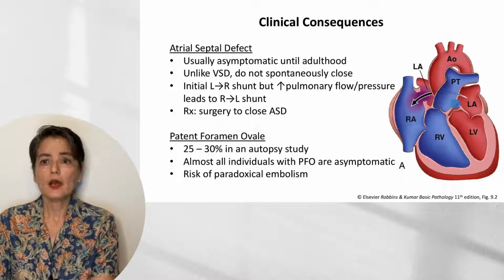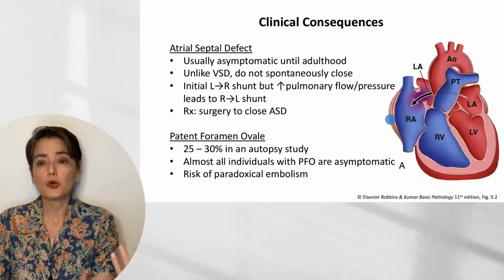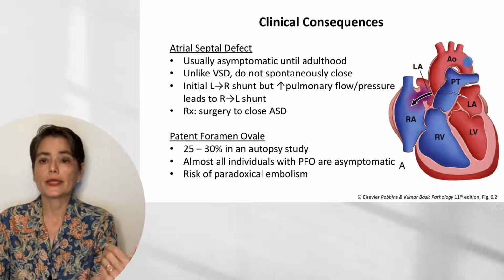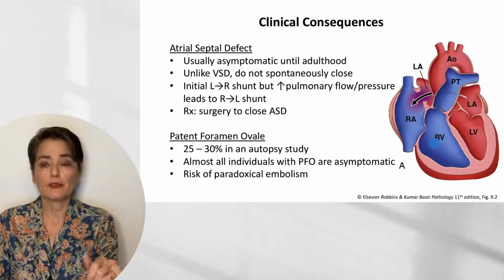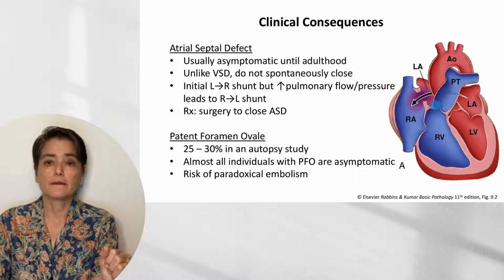Now, initially, we're going to get this left to right shunt. With that left to right shunt, that additional blood flow is going to enter the right ventricle and then come into the lungs. Now, remember, I told you we get increased blood flow. We don't get increased pressure because it's a little bit more blood, but we're not really increasing our pressure. This is different from what we'll see in a ventricular septal defect.